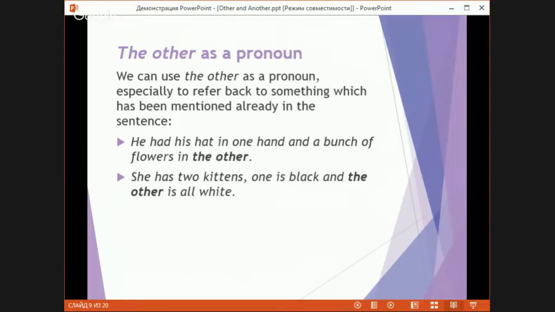The next one, the other can also be a pronoun. The other as a pronoun usually refers back to something which has been mentioned already in the sentence or in our speech before. He had his head in one hand and a bunch of flowers in the other. That means in the other hand. So we have mentioned it before. She has 2 kittens. One is black and the other is all white. So we talk about the other kitten, the specific one, not some general one.